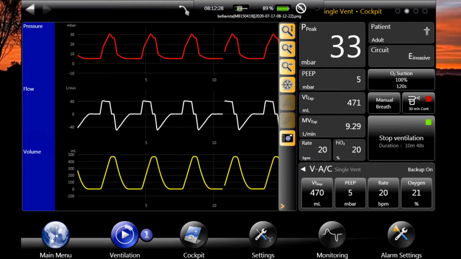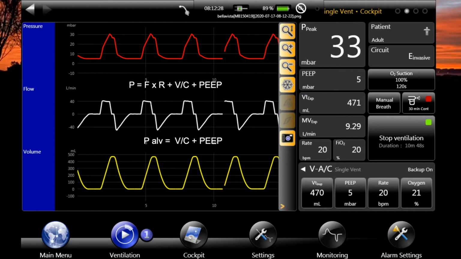including the ARDSNet paper and Amato's paper, which all dealt with the idea that the plateau pressure is the pressure that is important. So the peak pressure here, during the flow cycle of a volume breath, and the plateau pressure here, is the pressure that we should be looking at.